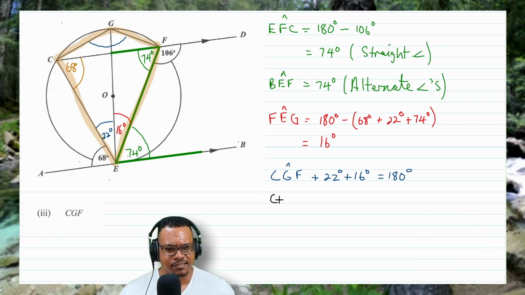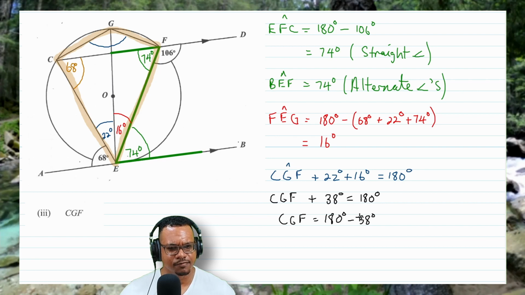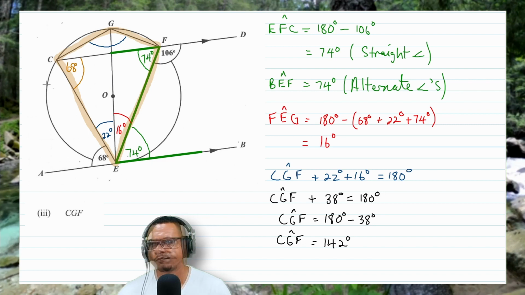All right, so angle CGF, 22 plus 16 is 38, is equal to 180. Carry across the 38. So that's 180, take away 38. So angle CGF is equal to 142 degrees. So I'm going to write up here 142 degrees.